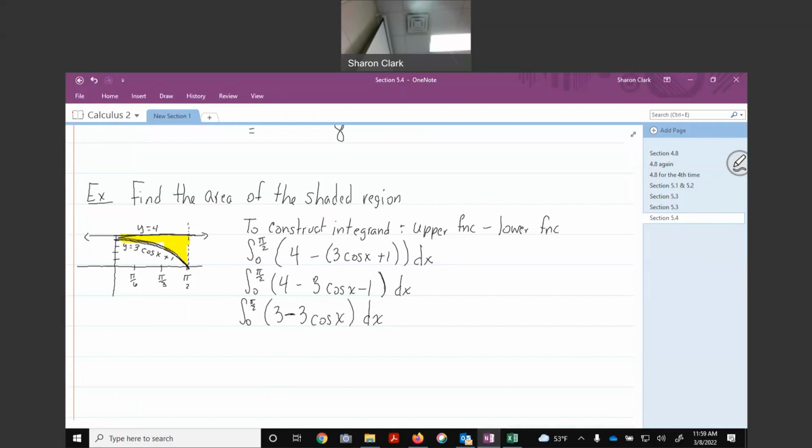All right, now notice what I did. I combined the 4 and the 1 because, why integrate 3 pieces when I can integrate just 2? So this is going to be 3x minus 3 times what? Sine x, from 0 to pi over 2. So that's 3 times pi over 2 minus 3 times sine of pi over 2, minus 3 times 0 minus 3 times sine of 0.